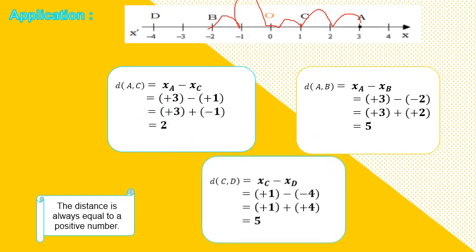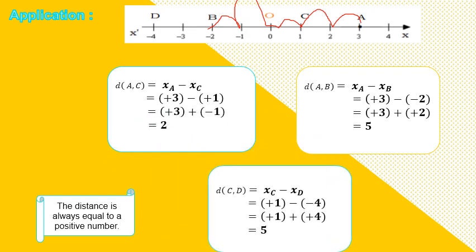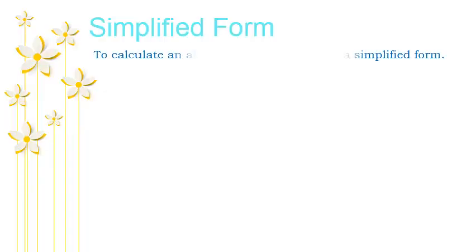What about the distance between C and D? It's XC minus XD. Okay, 1, 2, 3, 4, 5. Or by calculation, I can say it's plus 1 minus minus 4. What do you mean by minus minus? It can be replaced by a plus. 1 plus 4, which is 5.